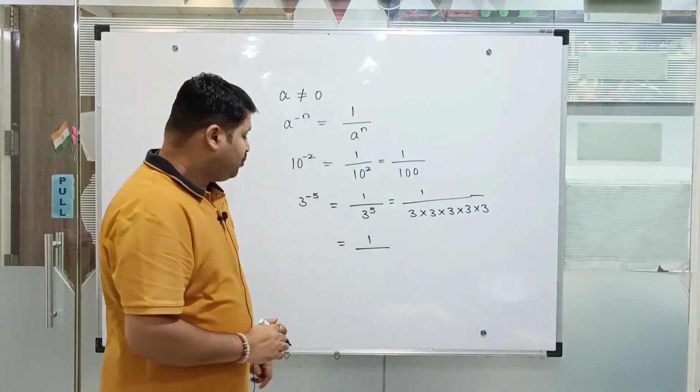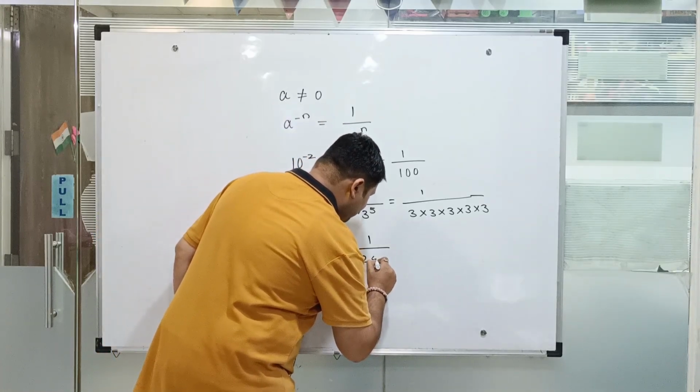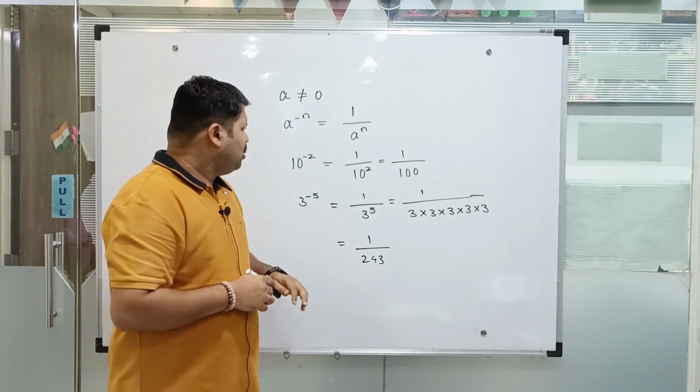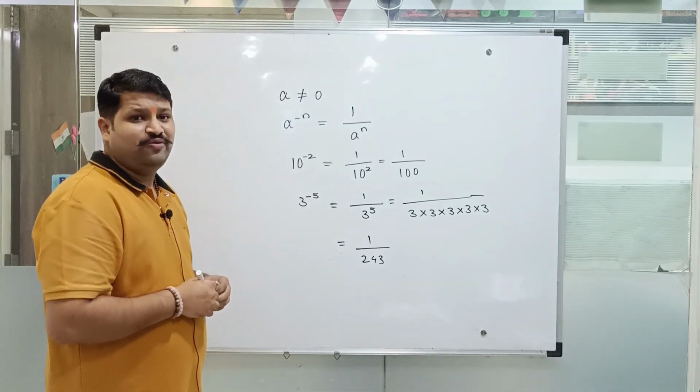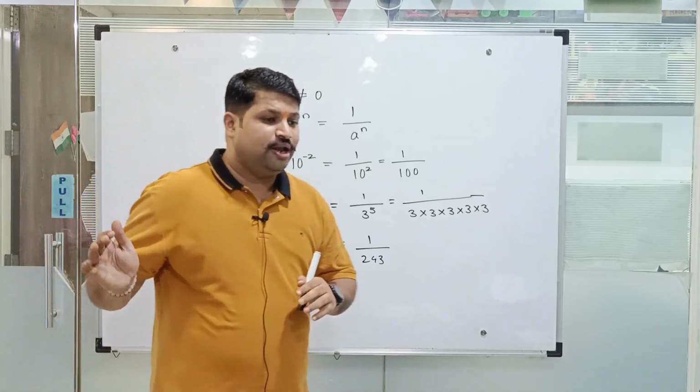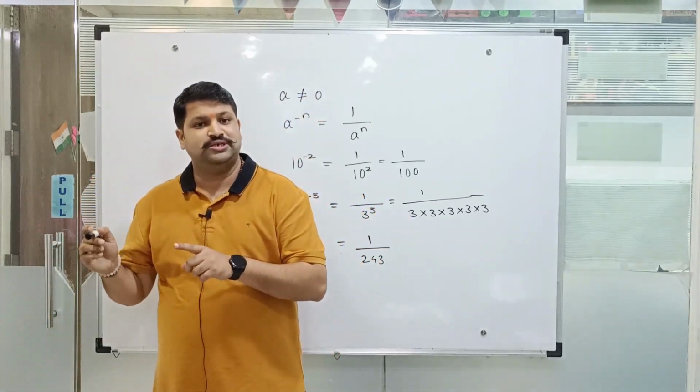So it would be 1 upon 243. Yeah. So this is what would happen when the power is going to be a negative number. So let's have a revision on all the things that we did.